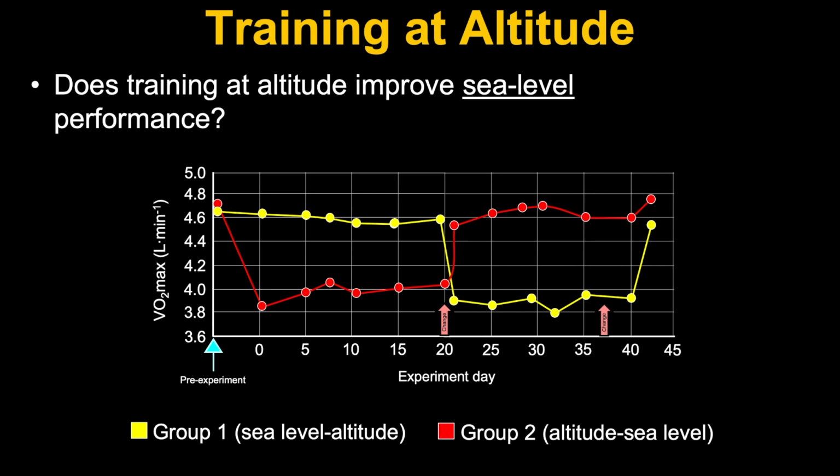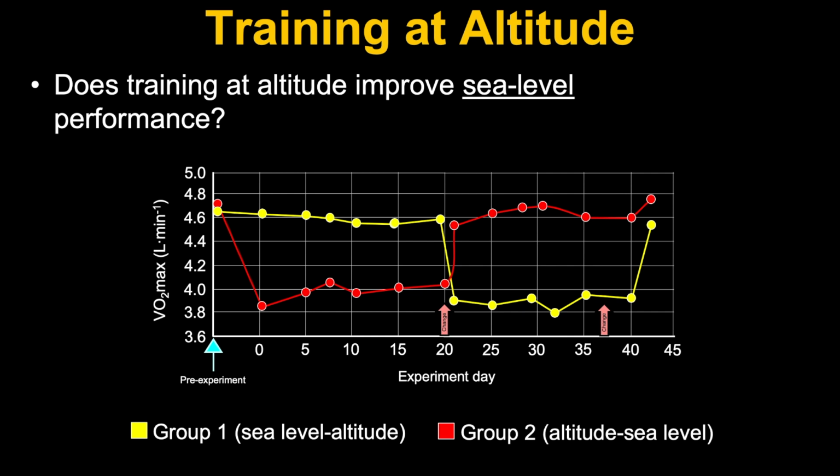Group 2 in red trained at altitude first, and then at about day 20, switched over and began training at sea level. So what happened? It's first important to note that VO2 max was similar in both of these groups. The individuals who were training at sea level didn't see a change in VO2 max for the first 20 days. However, when they went to altitude, as expected, their VO2 max dropped.